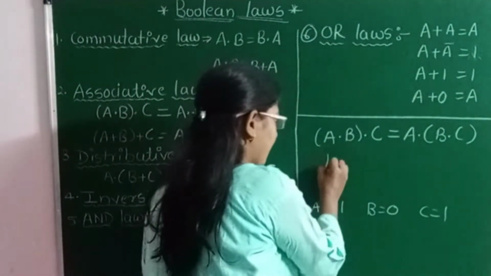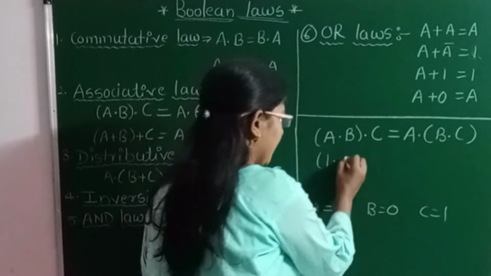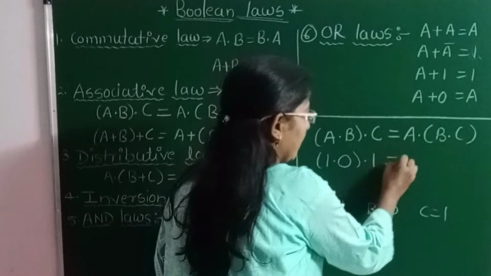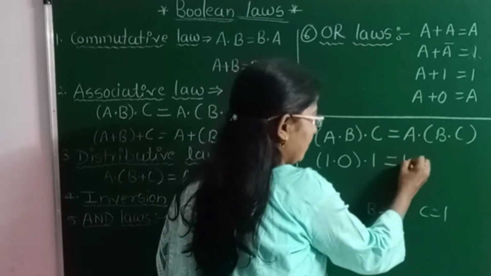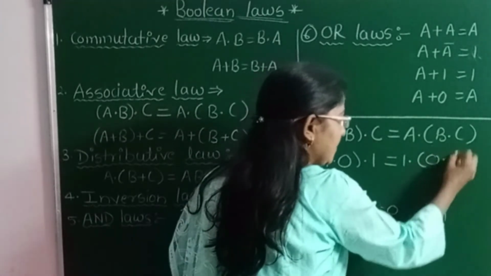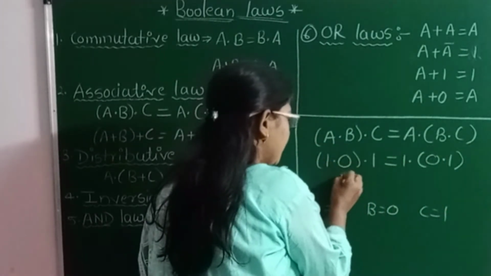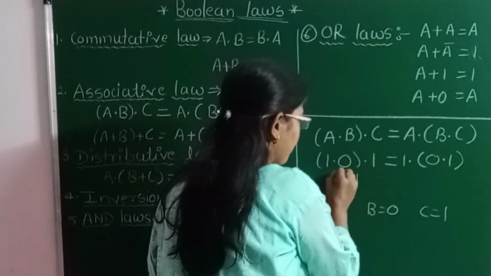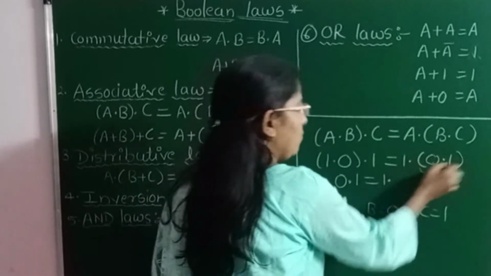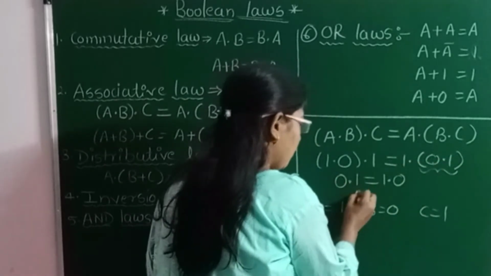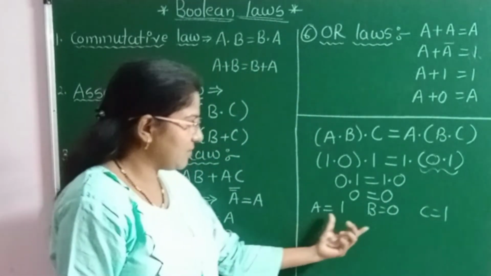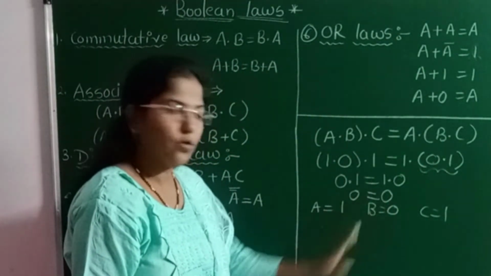So A is equal to 1 into B 0, dot, what is the value of C? It is 1. Put the value of A, 1, in bracket. Put the value of B, it is 0, into C, which is 1. So 1 into 0 is 0. So 0 into 1 equal to 1 into, what is the result of this bracket? 0 into 1 is 0. So 0 into 1, 0, equal to 1 into 0, 0. So for this possibility, the LHS is equal to RHS.